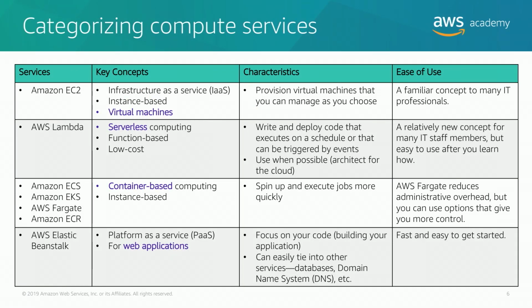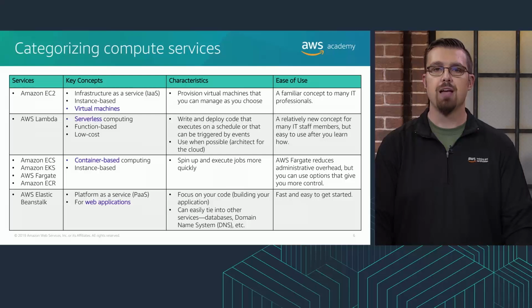You can think of each AWS compute service as belonging to one of four broad categories defined as infrastructure as a service, compute that provides you with virtual machines, serverless computing, container-based computing, and lastly, platform as a service for web applications. In the first category, we have Amazon EC2, which provides virtual machines. Services in this category provide flexibility and leave many of the server management responsibilities to you. You choose the operating system, and you also choose the size and the resource capabilities of the servers that you launch. Amazon EC2 was one of the first AWS services, and it remains one of the most popular.